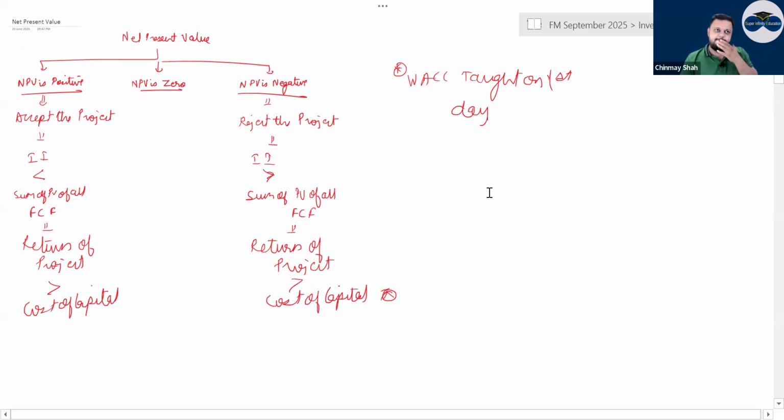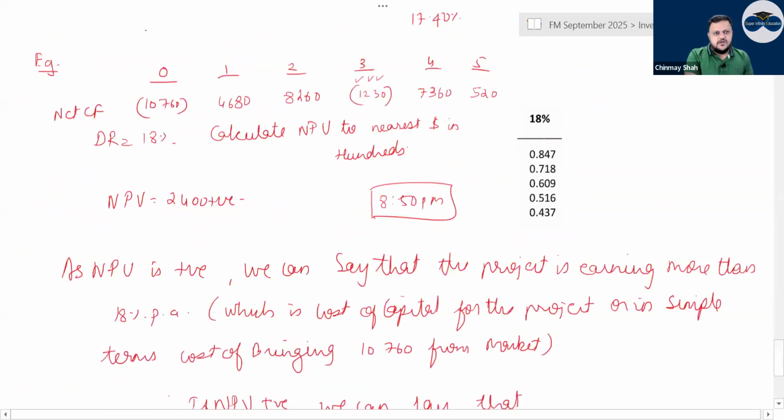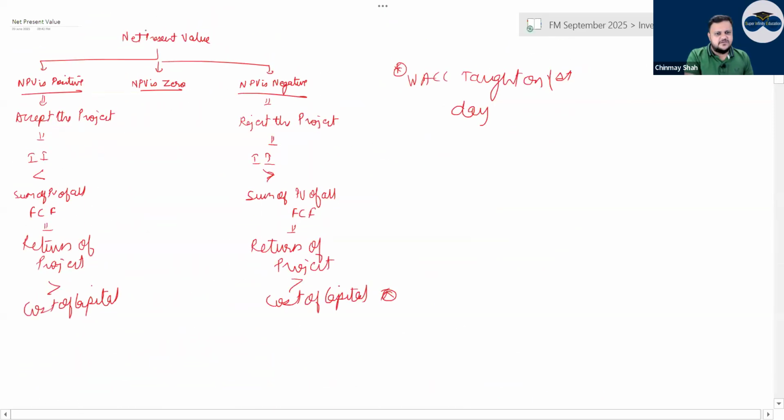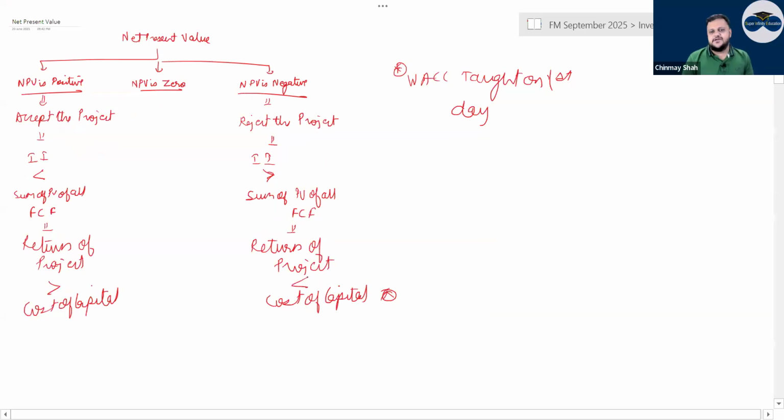Let's move ahead. Now let's analyze NPV more. Now think of one more thing. Have you written this? What will be negative? Return of project will be less than cost of capital. I was thinking the same, less than. Correct. Right? We'll verify this in some time.